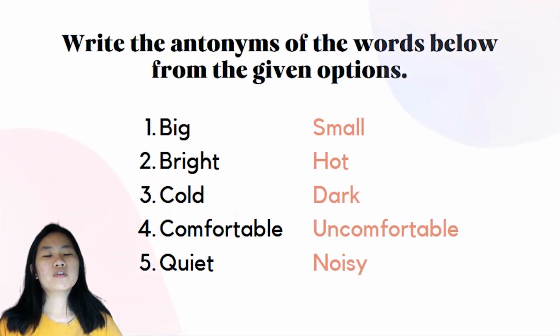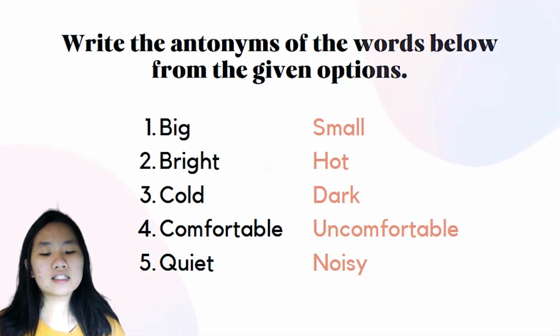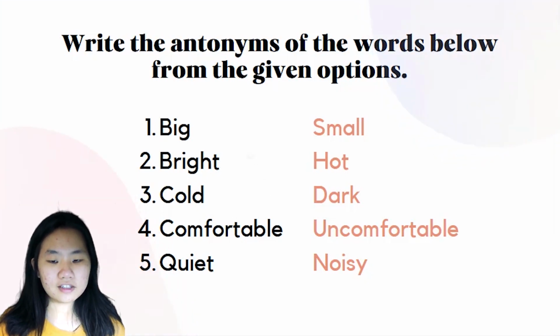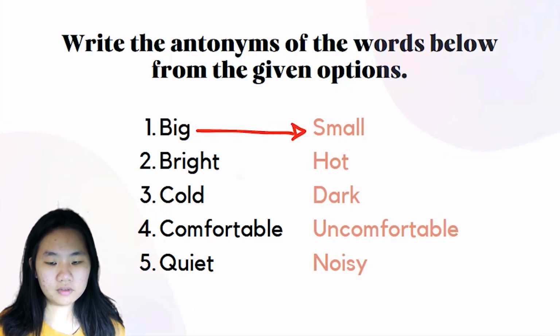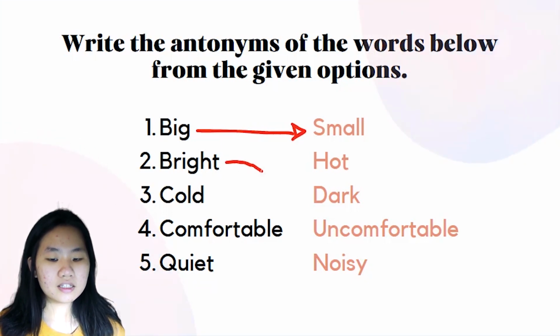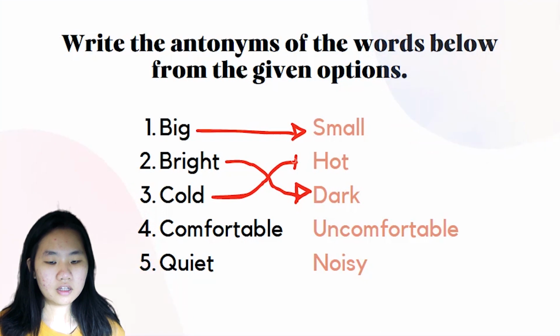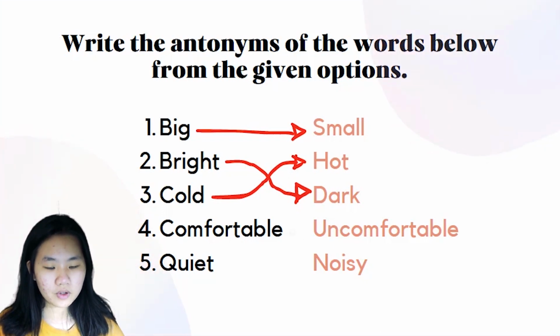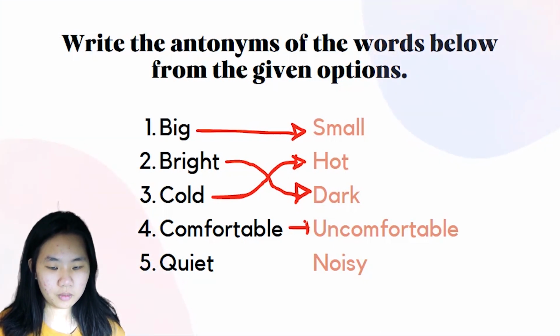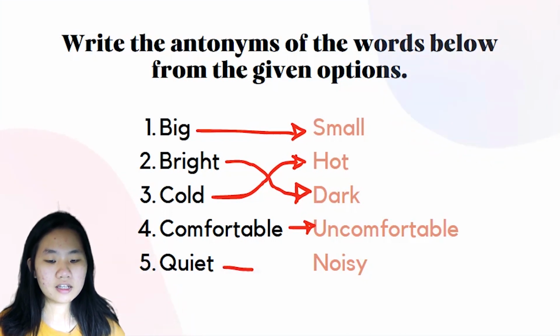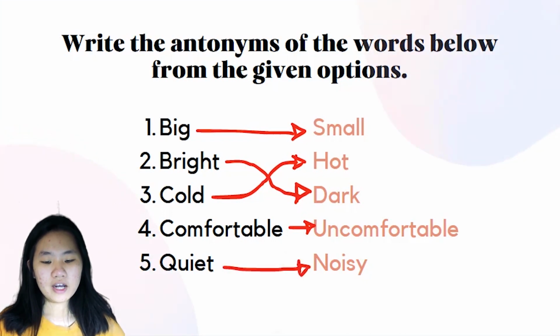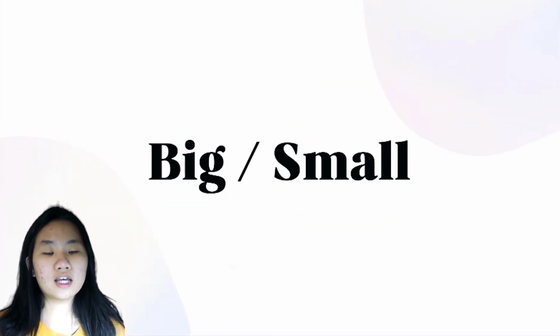Alright everyone, I hope you finished your assignment. Now let's see if you have the correct answers. Alright? So first of all, big, it is small. Bright is the antonym of dark. Cold, antonym of hot. Comfortable is uncomfortable. And quiet is noisy. Alright, let's review the words and the antonyms one last time.